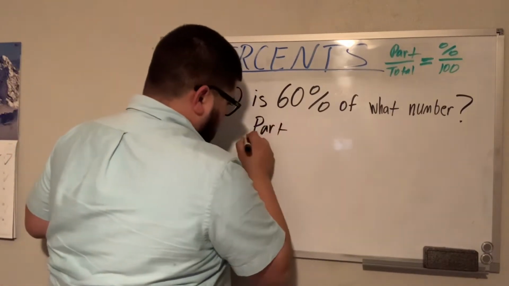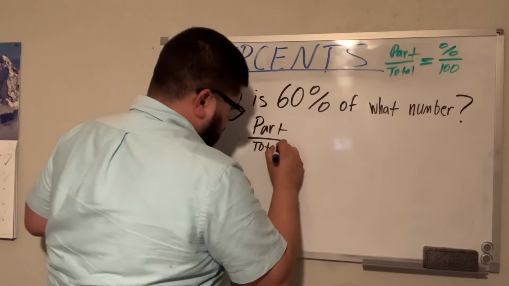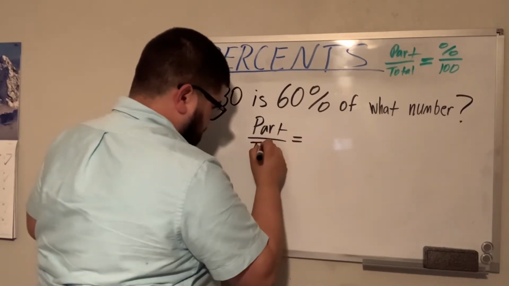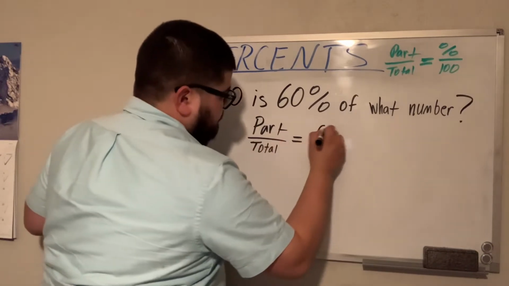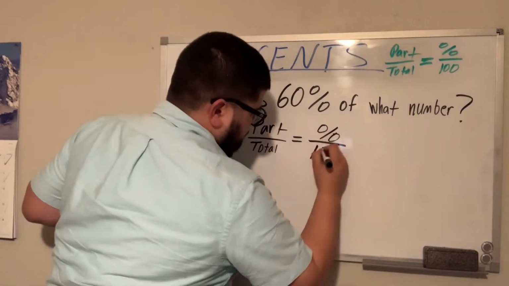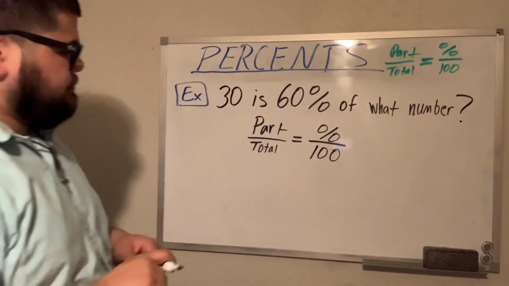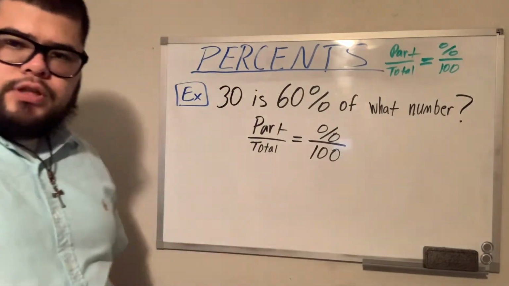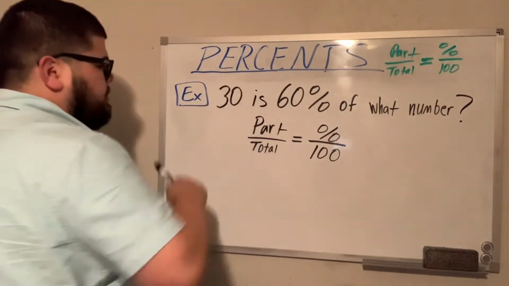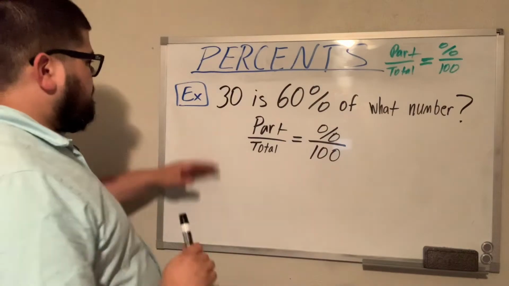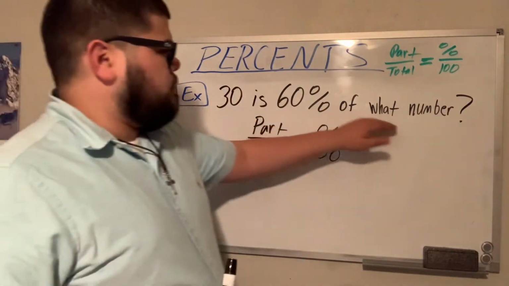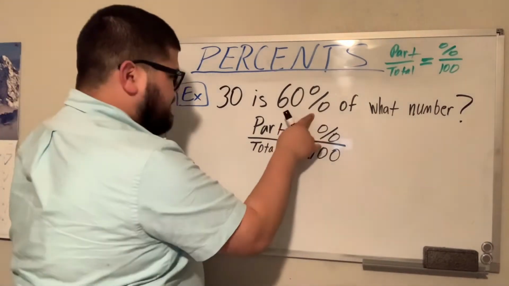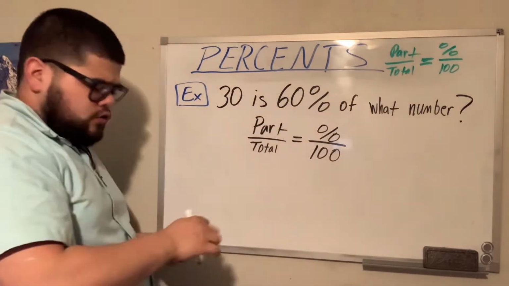Part over total equals percent over 100. Part over total equals percent over 100. That's our percent equation. Now, we have to establish what we have here, right? 30 is 60% of what number? Now, we know we have the percent. We see it there, the percent symbol's there. We have that. So let's go ahead and plug that in.